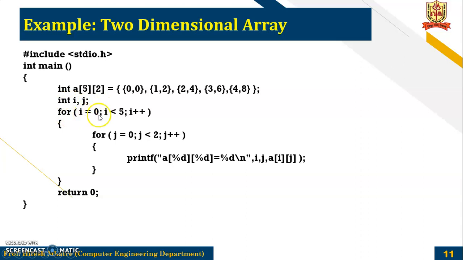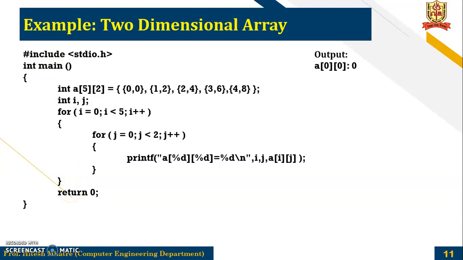So for I equal to 0, I less than 5, I plus plus. The outer for loop will be for the row, so that's why the condition is 5. The inner for loop will be for the column, so j equal to 0, j less than 2, the condition for the column. Then print the value A of i j. Initially it is 0 0, so it will print A of 0 0. Then j becomes 1, so A of 0 1. It will continue to access all the records, and since we have written integer main, return 0.